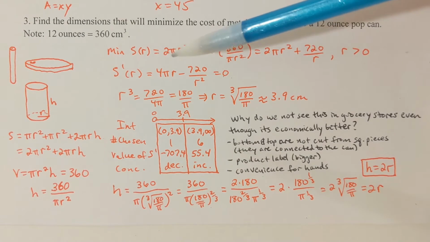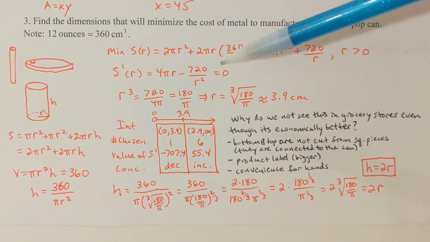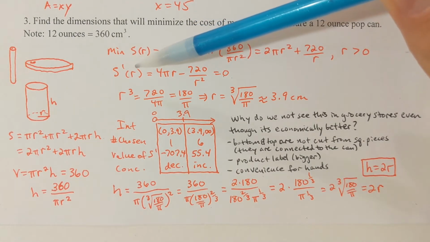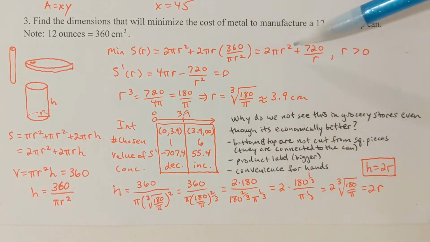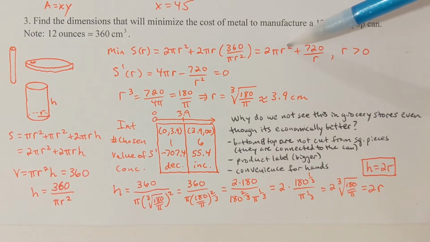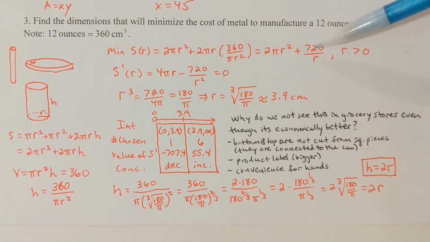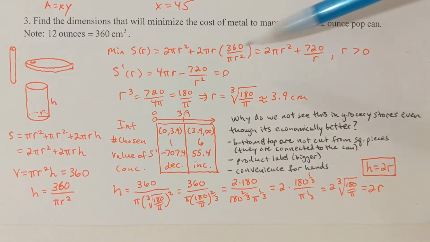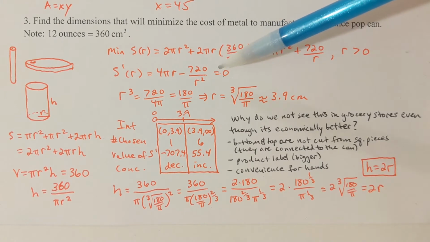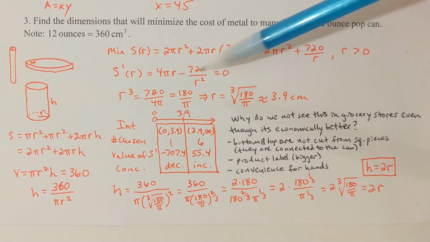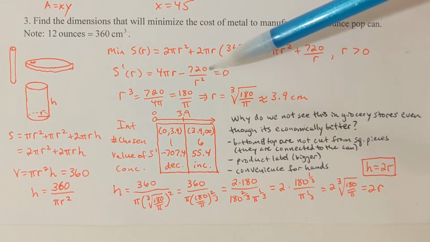Well, let's see. I'm going to have to get my critical number. So here's S prime of r. It's going to be 4 pi r plus the derivative of 720 r to the negative first. That'd be a minus 720 r to the negative second, or minus 720 over r squared, same thing.